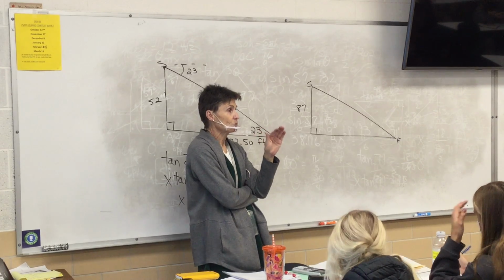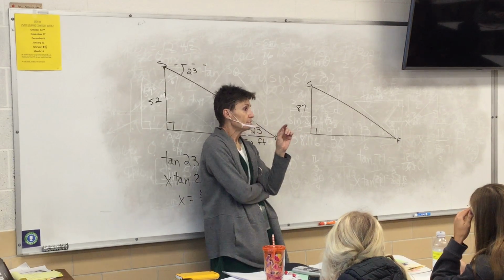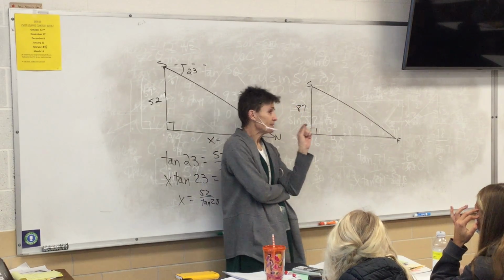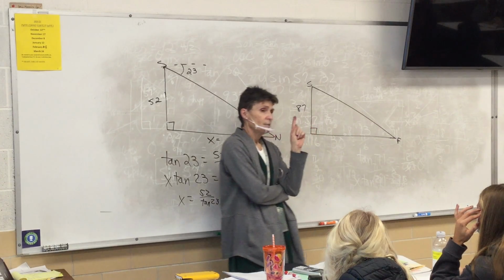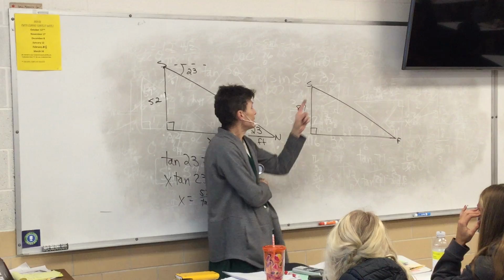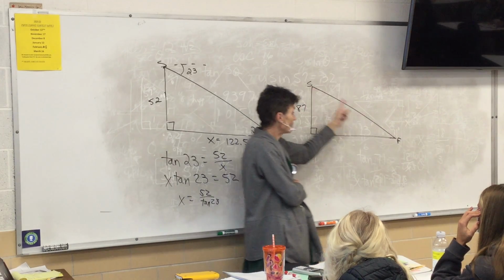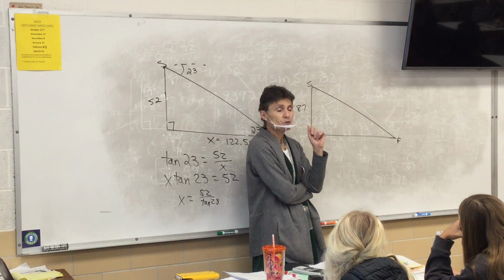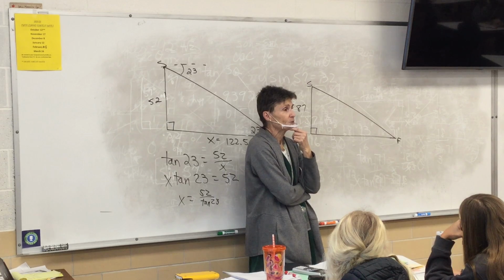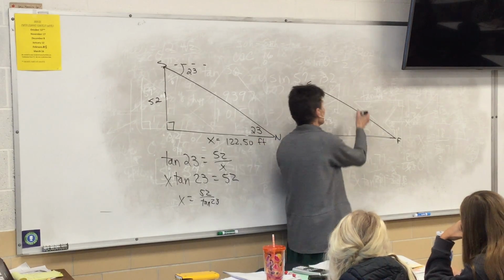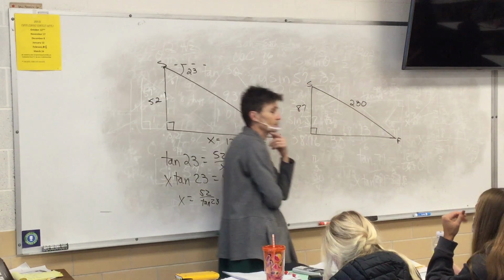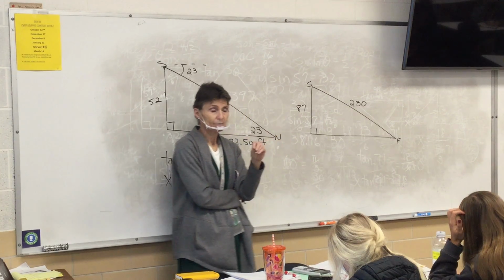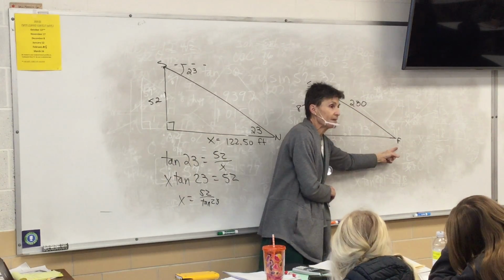Now we have to be very literal with this. The gull is up here, and the fish is down here. The gull is 230 feet from the fish. Where do I put the 230? On the hypotenuse. Very good. If the gull had to fly to get the fish, that's how far he'd have to fly, right?